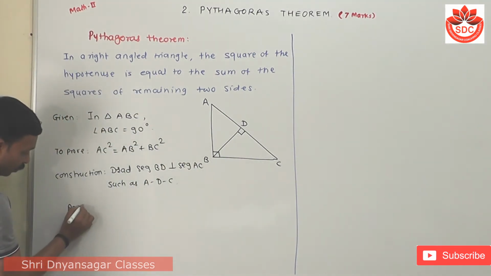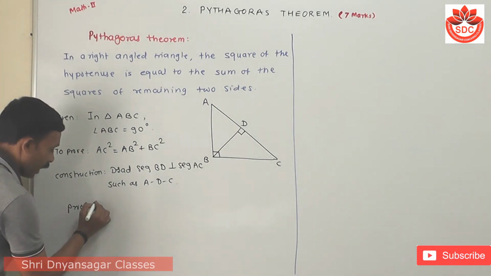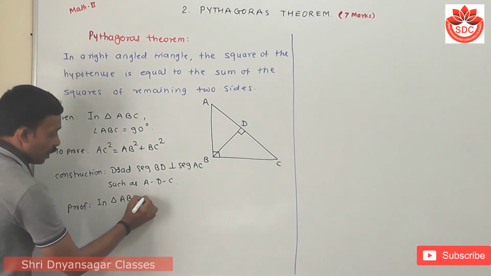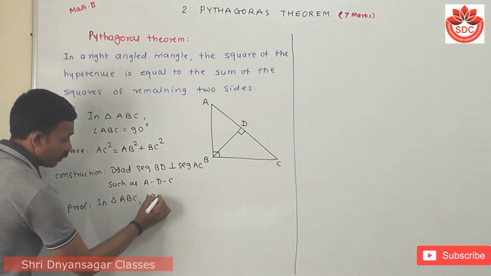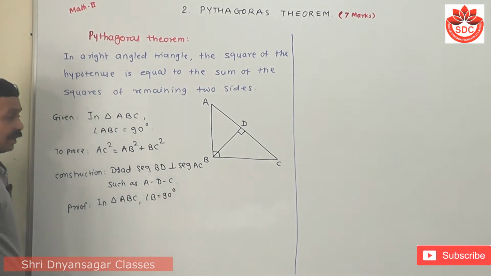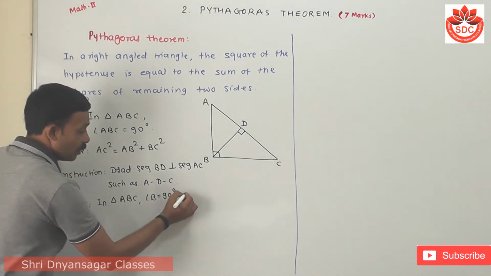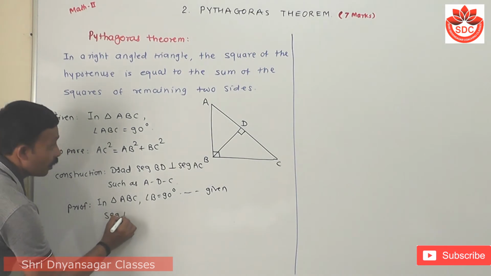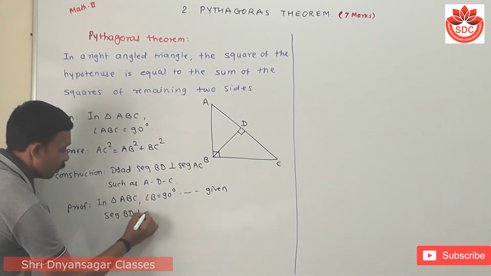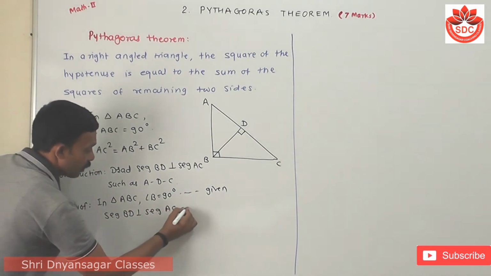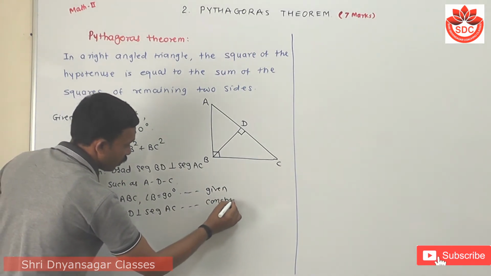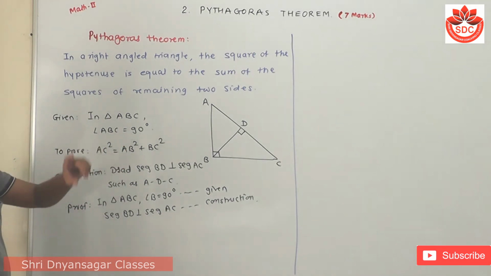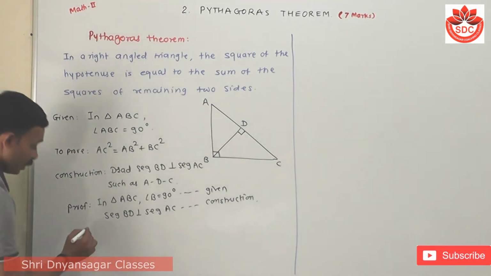Now the proof. Here in triangle ABC, angle B is equal to 90 degrees. And this is given. And this segment BD is perpendicular to the segment AC. This is our construction. Now, therefore, the three triangles are similar to each other.